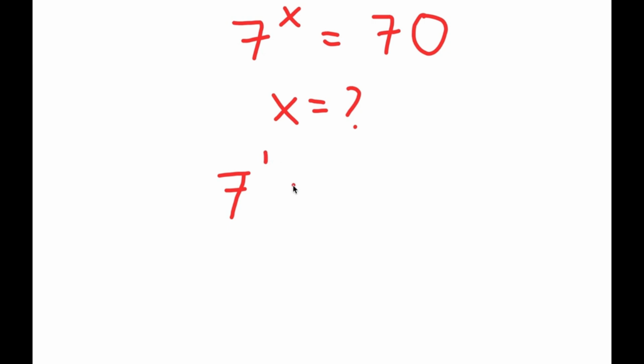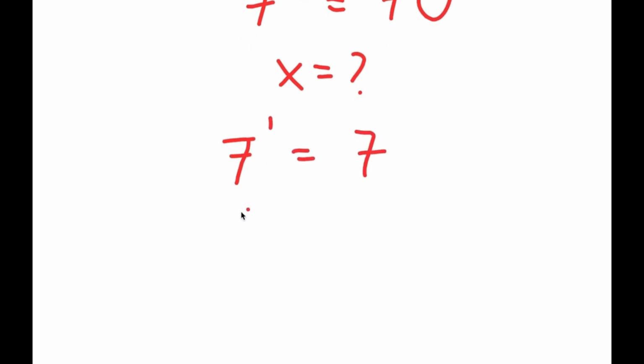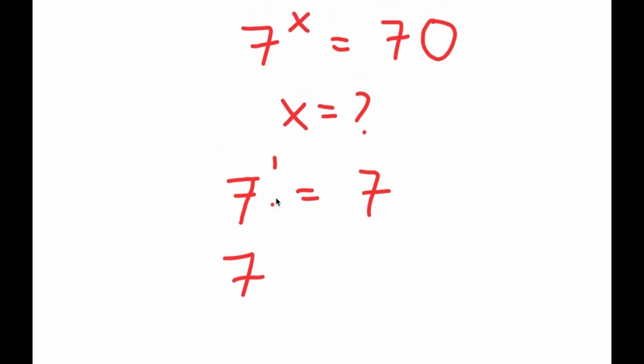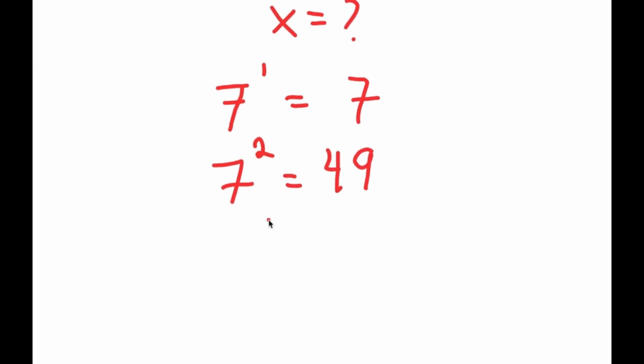Let's start with 1. So we have 7 to the power of 1, and this is equal to 7. Now, let's go one higher. Let's go 7 to the power of 2. This is equal to 49. And now let's go one higher. Let's go 7 to the power of 3. This is equal to 349.